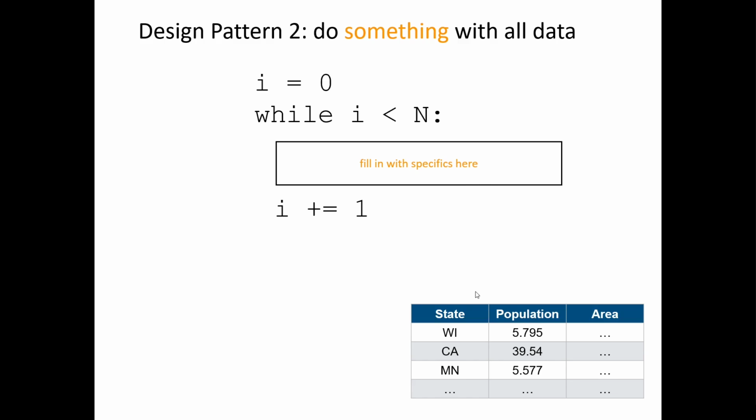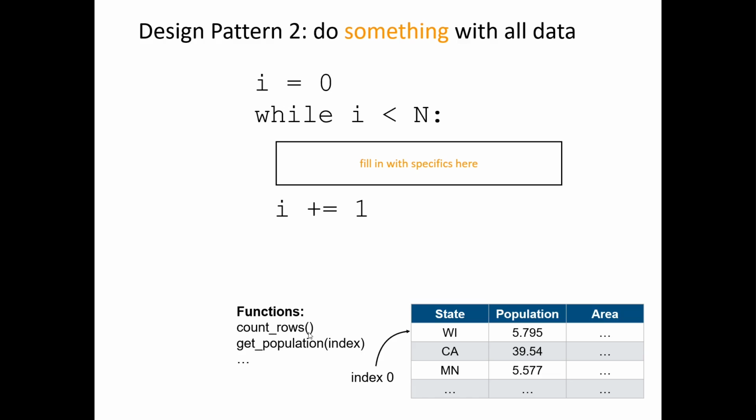So the specifics of adding up the populations of all the states would go here. For a data table like this, I would likely have a function that tells me get the population of state 0, get the population of state 1. And we just put in the specifics here. So I'd have a sum equals 0, and then I would just go through sum plus equals population of each state. So the idea here is I want to do something with all of the pieces of data.